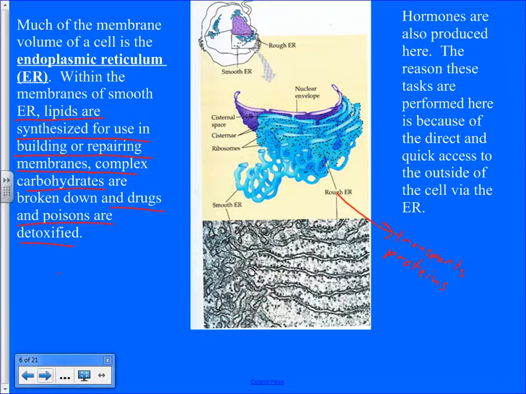Questions on the ER? All right, and remember, you can just write ER on a quiz or a test. Understand that it stands for endoplasmic reticulum. On a multiple choice question, I would write it as endoplasmic reticulum, but you guys can save yourselves time in writing and just abbreviate it as ER.